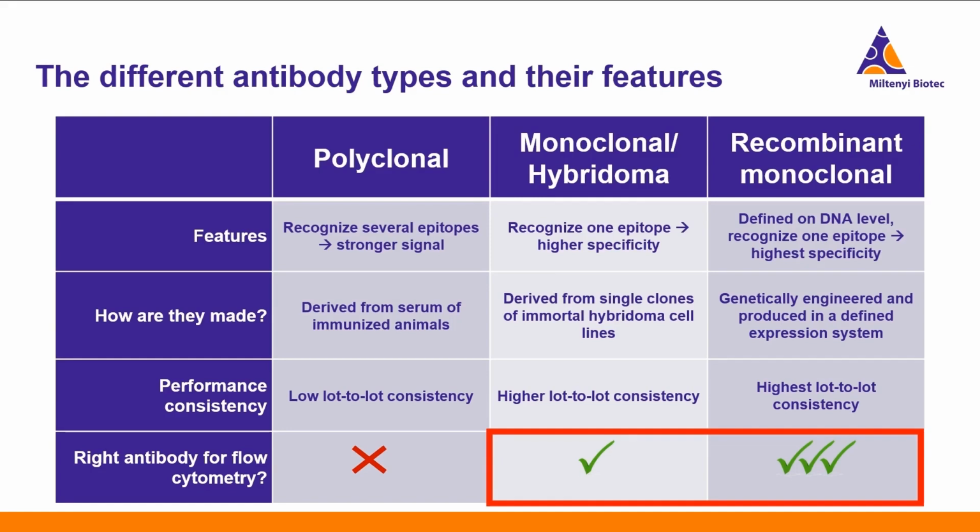Finally, we have recombinant monoclonal antibodies. These antibodies are derived from a defined DNA sequence, which enables them to recognize only one epitope. This superior specificity makes them stand out compared to both polyclonal and monoclonal hybridoma antibodies.